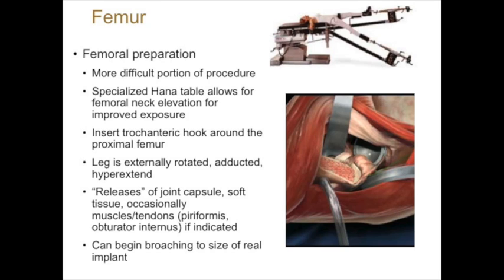There are soft tissue releases that are done to release some of the capsule from the posterior aspect and the lateral aspect of the femur, and that helps to bring the femur out further and elevate it higher, so we're able to put that broach in to get the appropriate size fit for the femoral stem, just like a posterior approach. The leg is externally rotated, it's adducted and hyperextended to help us visualize the femur. Occasionally we do releases of soft tissue structures in addition to the joint capsule. We do release the piriformis occasionally and the obturator internus tendons if indicated. And then after that, then we broach the appropriate size.